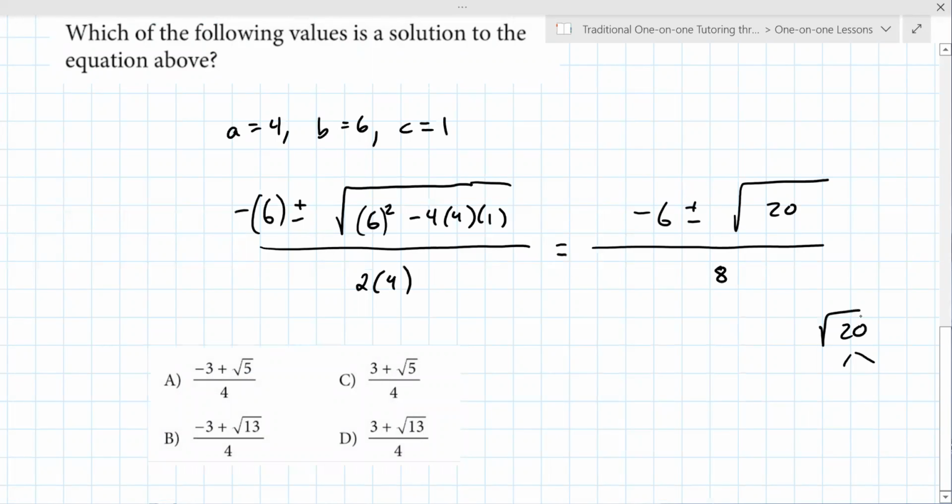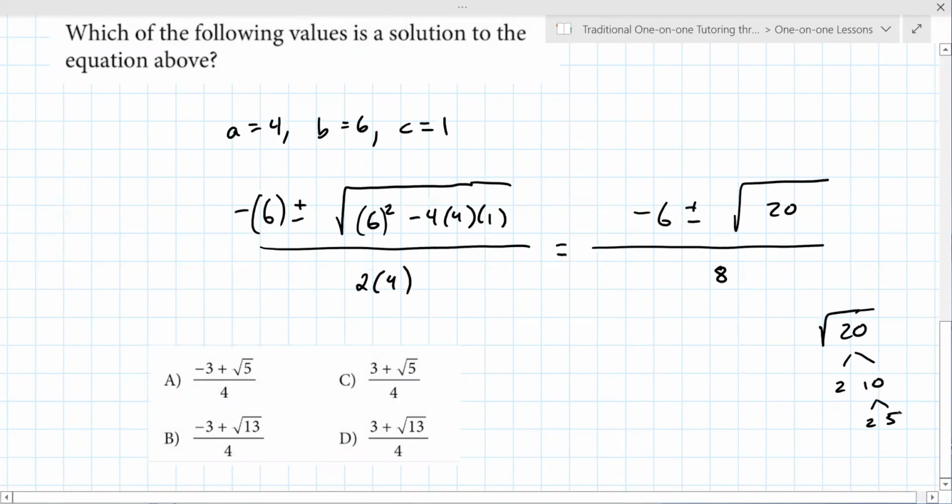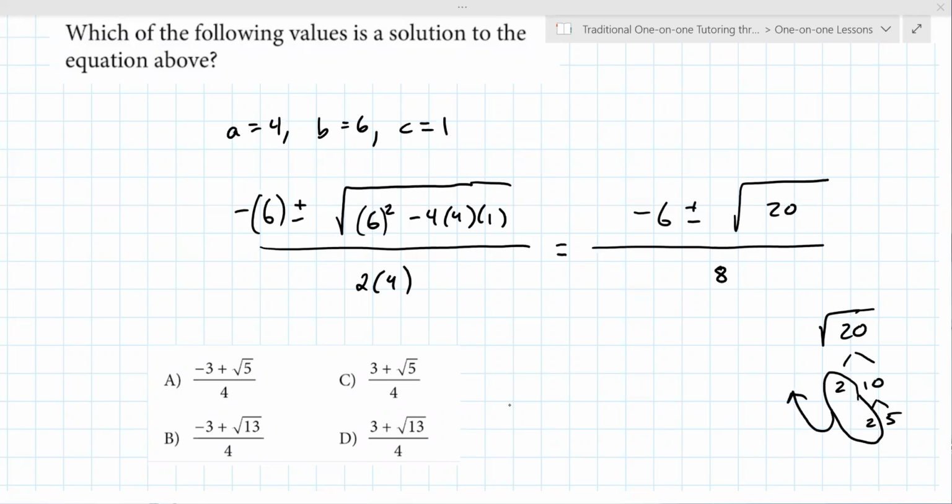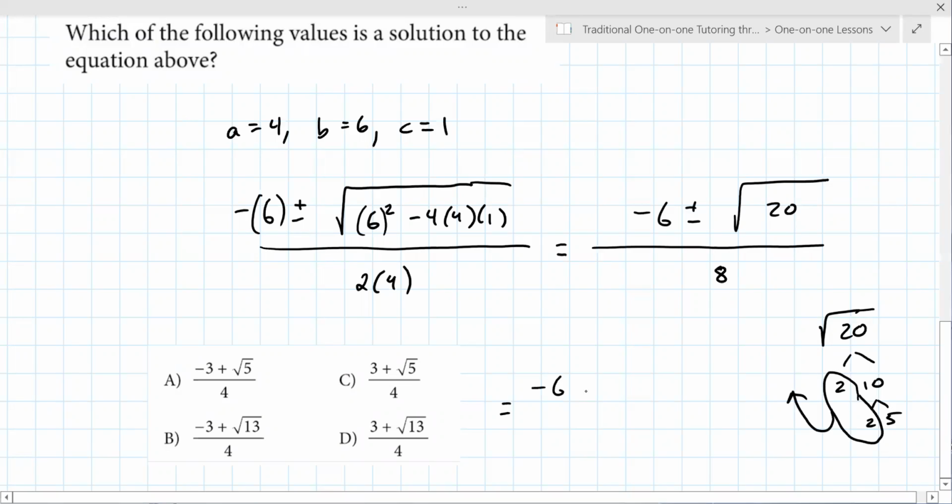So we think we did this with triangles. Do a prime factorization, 2 and 10, 2 and 5. Yep. You remember doing that? Okay, so for each pair, you bring 1 out. Okay, so this becomes -6 plus or minus 2 square root 5 over 8.